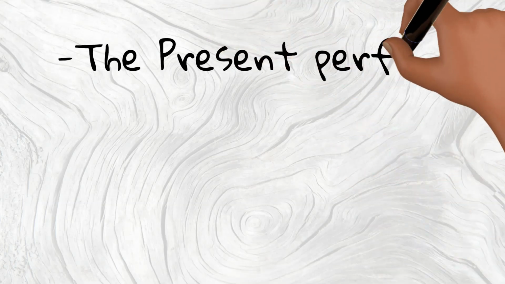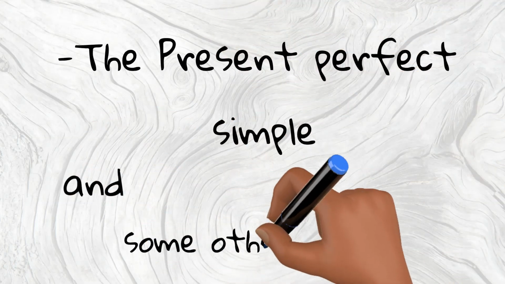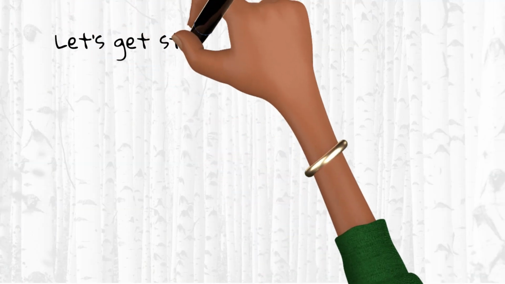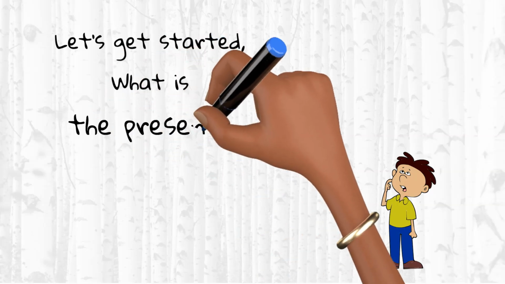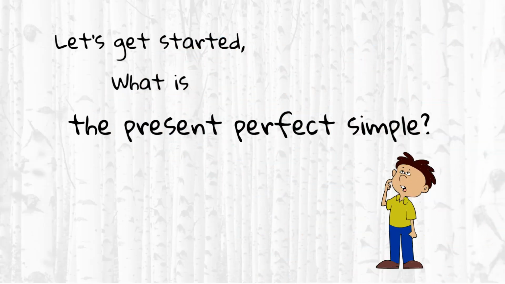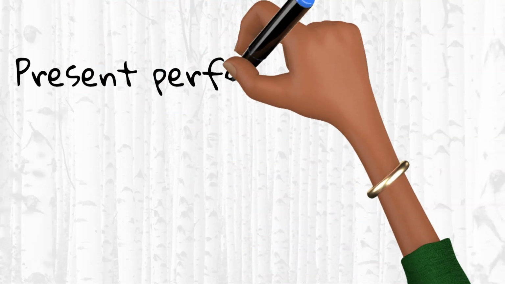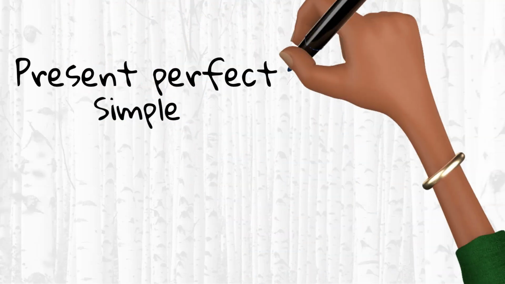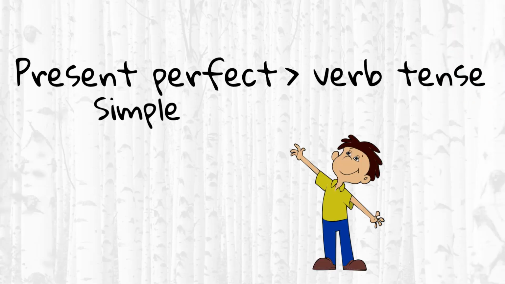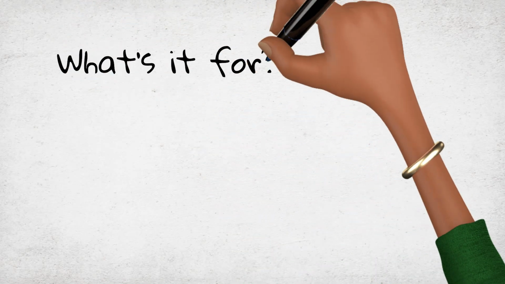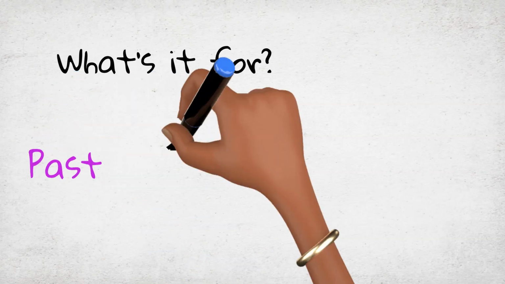Today we're going to be looking at the present perfect simple and some other elements often used with the present perfect simple. So let's get started. What is the present perfect simple? Well, the present perfect simple is a verb tense. So far, that's easy enough. That said, what is it for? What is the present perfect for?